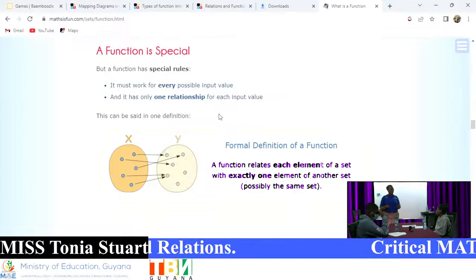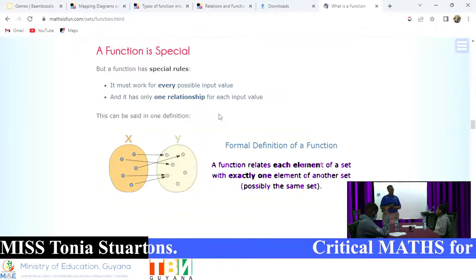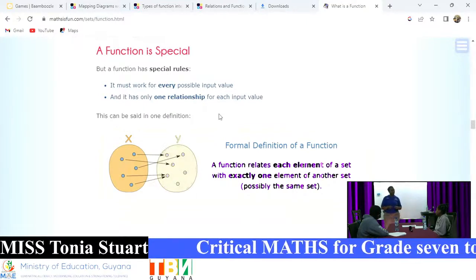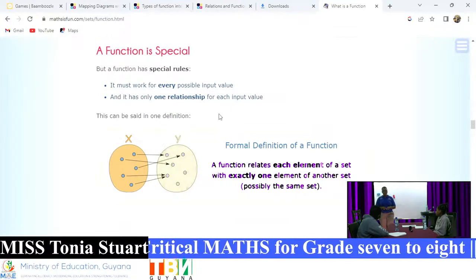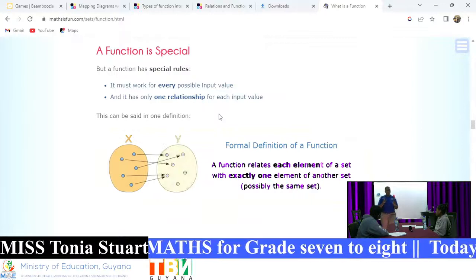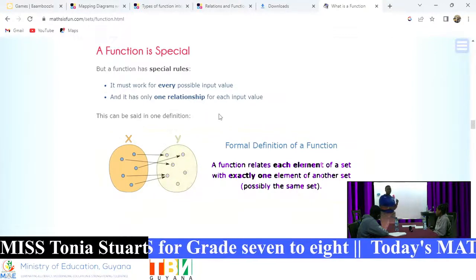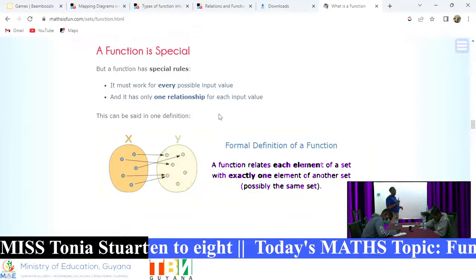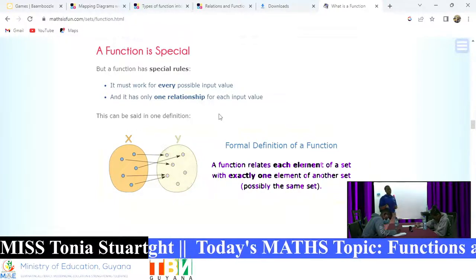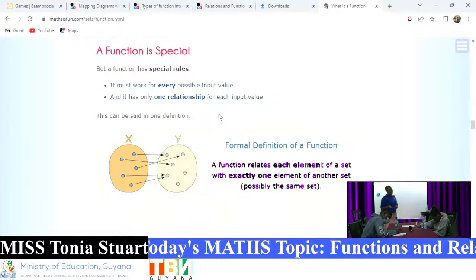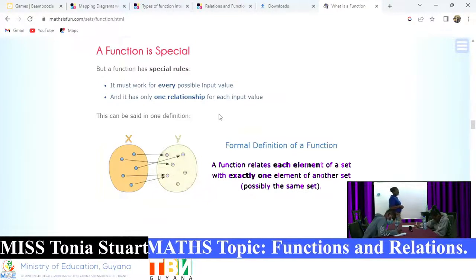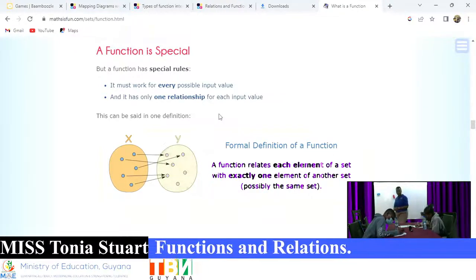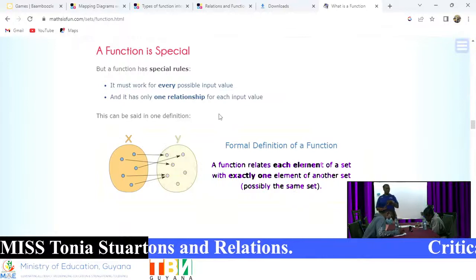So a function would be a one-to-one mapping or a many-to-one mapping. Now you need to know that for when we go to the exercise, so make a note of it. So a function is only mapped to one and only one element in the range, or in Y, and it's under one-to-one mapping and many-to-one mapping.